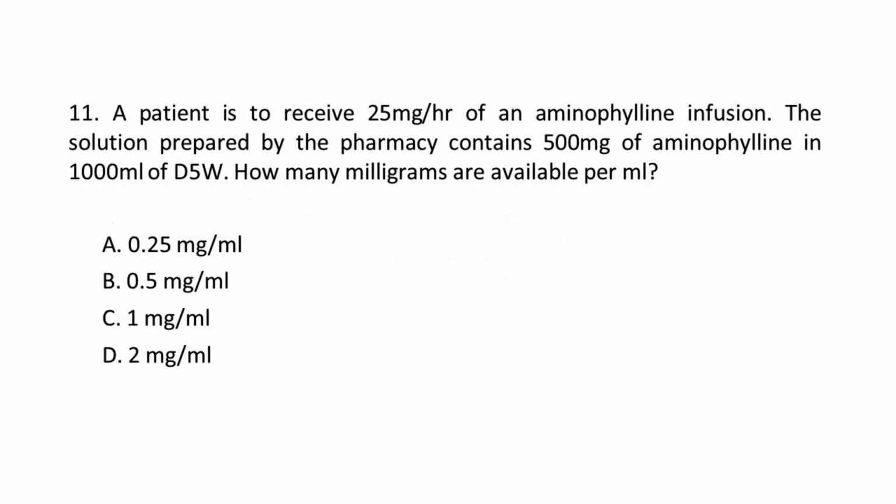12. A patient is to receive 25 mg per hour of an aminophylline infusion. The solution prepared by the pharmacy contains 500 mg of aminophylline in 1000 ml of D5W. How many milligrams are available per ml? A. 0.25 mg per ml. B. 0.5 mg per ml. C. 1 mg per ml. D. 2 mg per ml. The answer is B. 0.5 mg per ml.